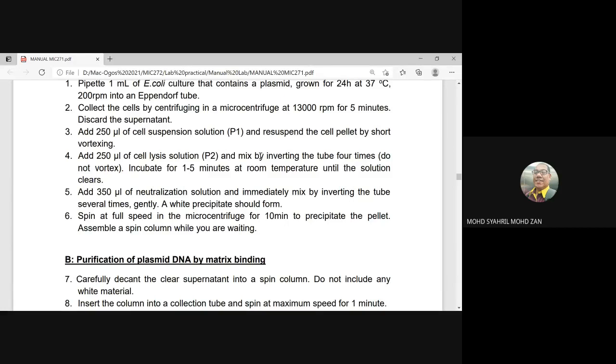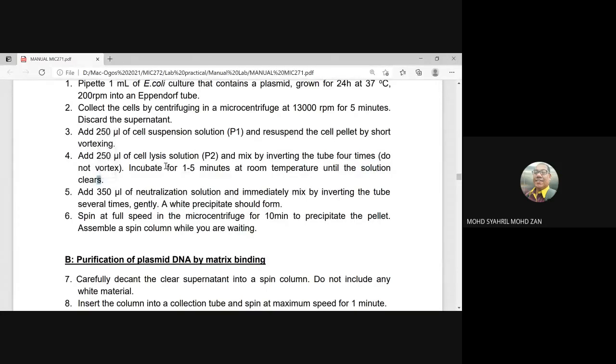Okay, tak perlu goncang. Okay, awak cuma pusingkan dia. Alright. So terbalikkan gerakan jari awak tu selama 4 kali. And then we have to incubate for 1 to 5 minutes at room temperature until the solution will be cleared.